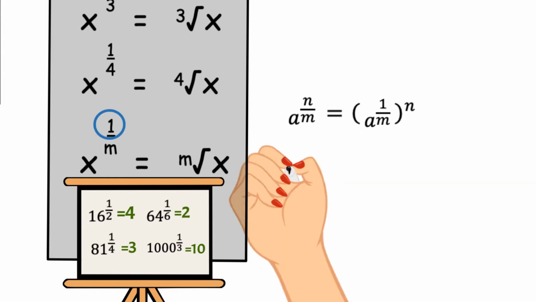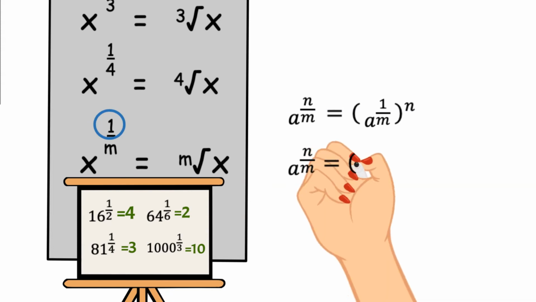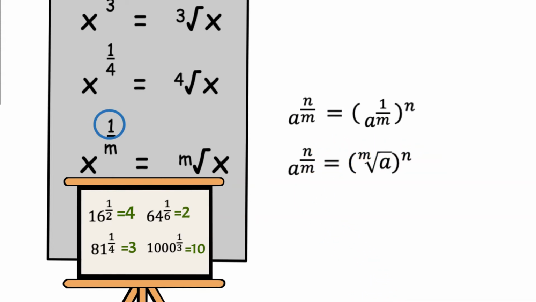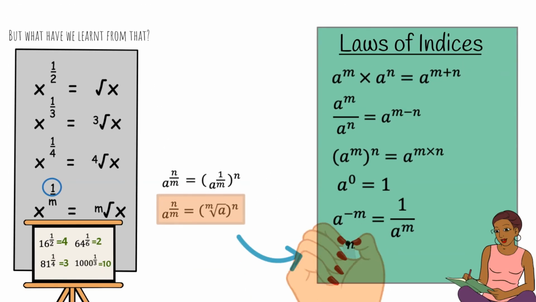So let's write this in a more pleasing way that you're more likely to remember. So a to the power of n over m is the nth root of a to the power of n. You can actually do the root and the power in any order, however I always like to nth root it first because then I'm working with smaller numbers. Please add that to your laws of indices.